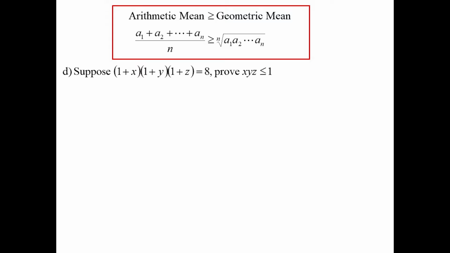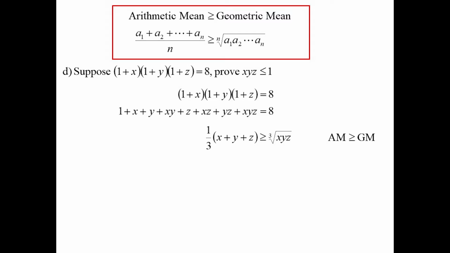Just suppose that 1 plus x times 1 plus y times 1 plus z is 8. We're now going to prove xyz is less than or equal to 1. I think this is the one I did a couple of ways. The first way is fun. You're going to love this. 1 plus x times 1 plus y times 1 plus z. Let's expand the whole thing out. Okay, so we now know that that is equal to 8. I know that a third of x plus y plus z is greater than or equal to the cube root of xyz.